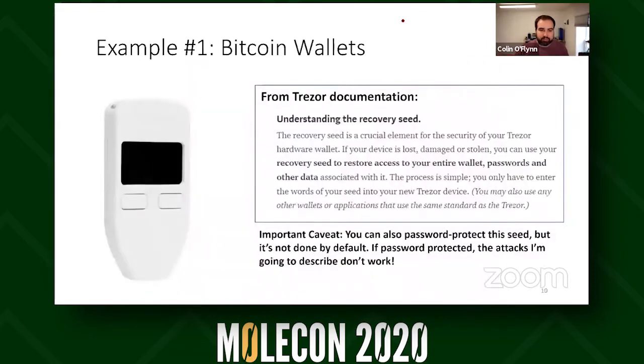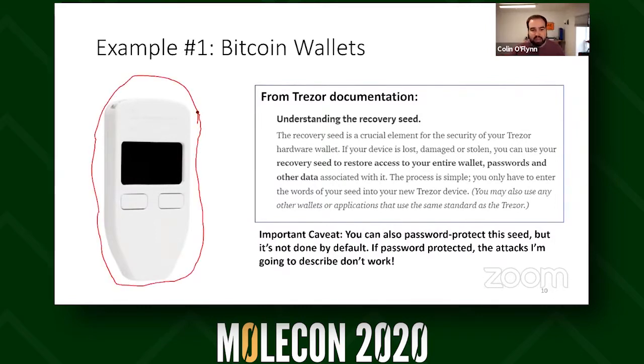Okay. So the first example I'm going to give you, this was one of the first things I looked at using EMFI on a more real device, was this Bitcoin wallet. So the quick summary with these Bitcoin wallets is that you had this hardware wallet that's trying to protect your private key. What was interesting is that they give you a recovery seed, right? You write this down, and if you lose this physical wallet, you have a way of getting everything back.